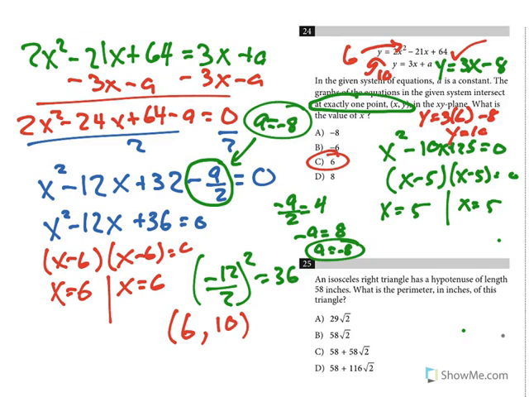Again, you can use the discriminant if you want. I wouldn't necessarily do it that way, but we could use the discriminant. The problem with using the discriminant is the value of c is 32 minus a half, so it gets a little sticky there, but it'll still work.